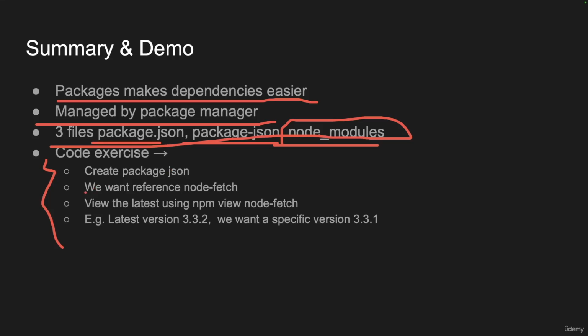We're going to create a package.json. We want to reference node-fetch, which is a different library than the built-in fetch, right? Just for testing purposes. We're going to view the latest version with npm. That's what you do. You can do npm view node-fetch to find out the latest one. And the latest will be, I think, 3.3.2. They didn't update it for years. But I'm going to reference, on purpose, 3.3.1.